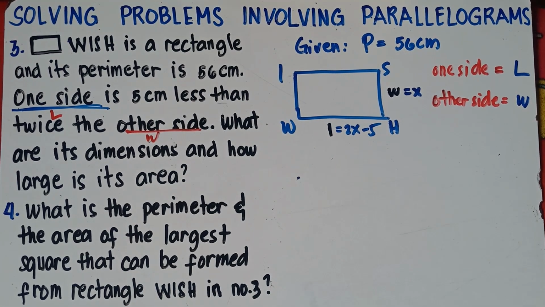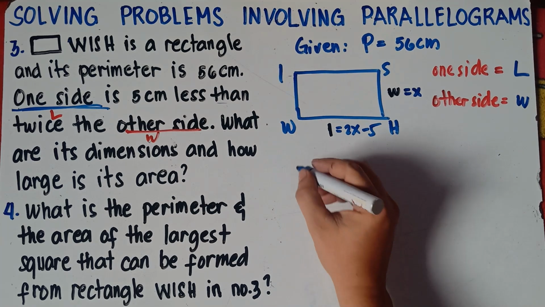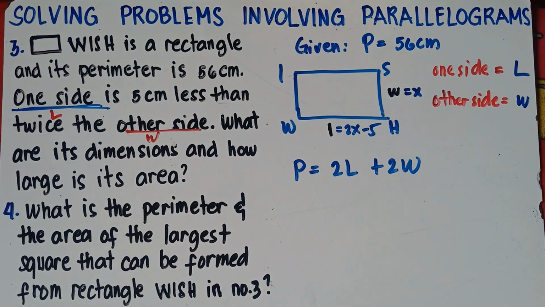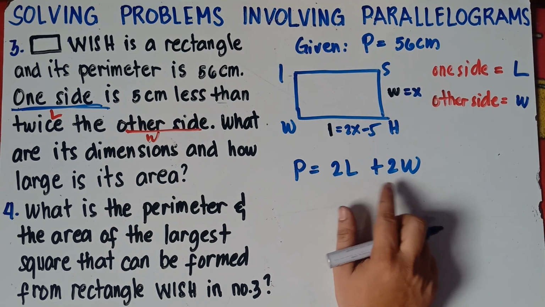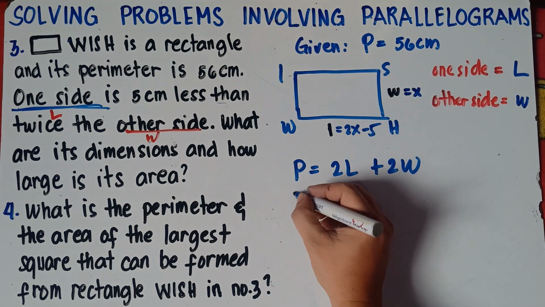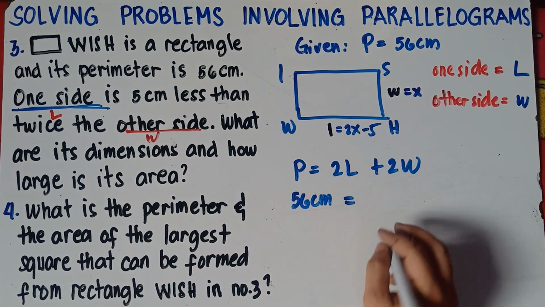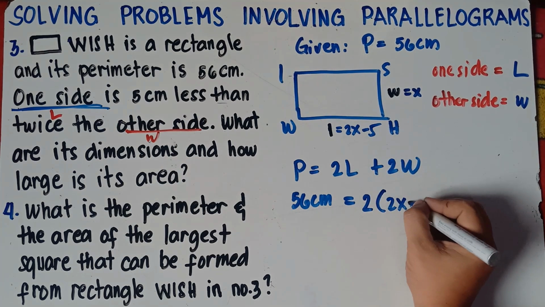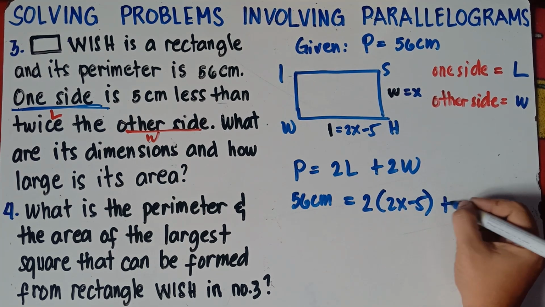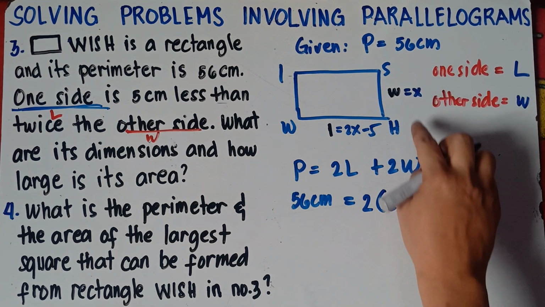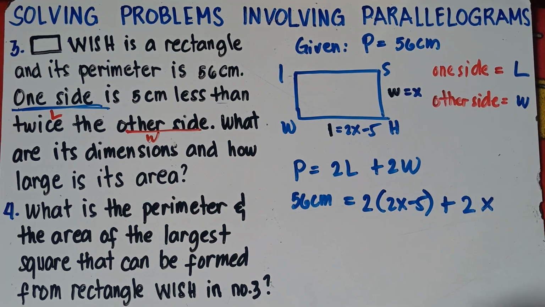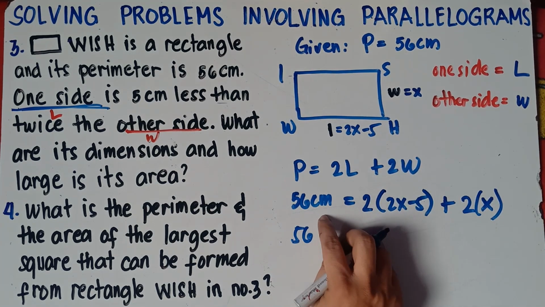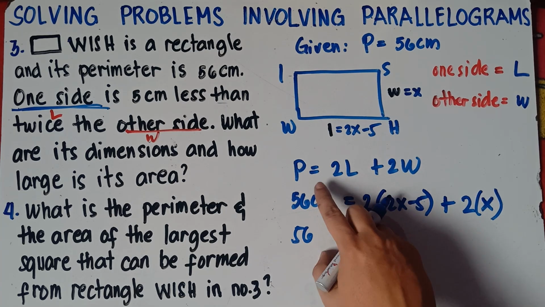And then we can get the dimensions, class. Simply use the formula for the perimeter. Perimeter is equal to 2L plus 2W, so 2 times the length plus 2 times the width. So the perimeter, that is 56 centimeters, equals 2 times the length, which is 2x minus 5, plus 2 times the width, which is x. So 56 equals 2(2x minus 5) plus 2x. Just ignore the units first, class, for us not to be confused.